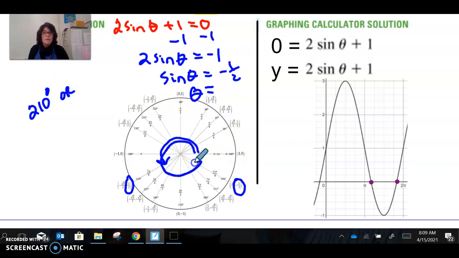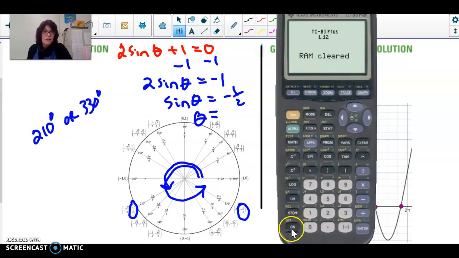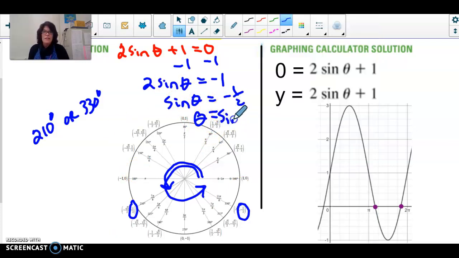And what's this one? Oh, sorry. 330. Okay. Let's try it on the calculator. On the calculator, in other words, when I got here, theta equals, thinking, oh, I want to take the inverse sine of negative 1/2.